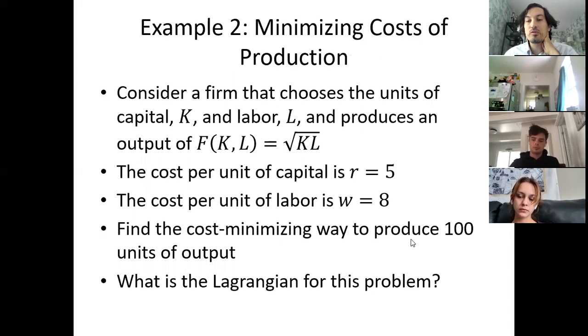We're talking about a firm who wants to produce 100 units of an output. And this is their production function. So if they have K units of capital and L units of labor, then the total output is the square root of KL.